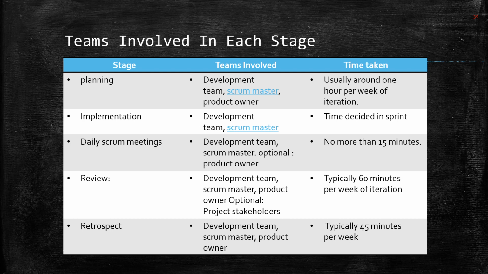Going to review: development team, scrum master, product owner. The product owner is optional, and the product stakeholders are involved in this stage. Typically 1 hour per week is taken for this stage. And moving to retrospective, the development team, scrum master, and product owner will be involved. It will take 45 minutes per week.